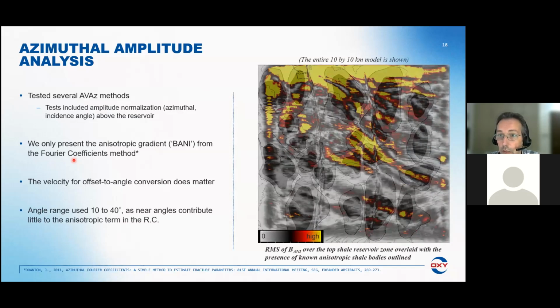So let's get straight to the result. I'm showing a map of the entire model again. The same anisotropic shale geobody outline is shown. And the BANI, if we go to red and finally yellow, that means the anisotropic amplitude gradient is very, very high. We obviously have an edge effect going on here. And this is over that top shale reservoir zone. Unfortunately, there's no resemblance whatsoever. And that's a bit of a shame, but we'll go further into it.